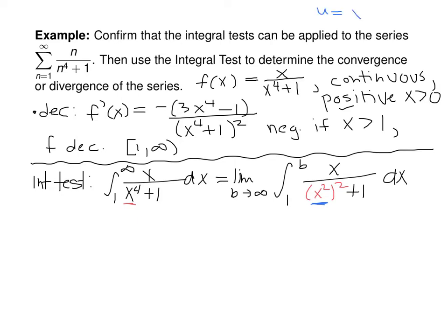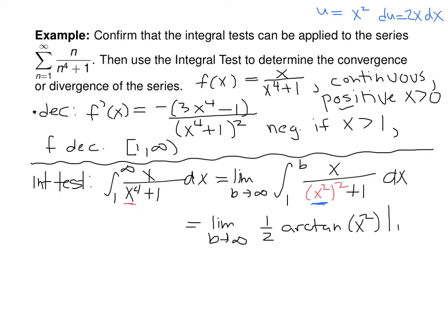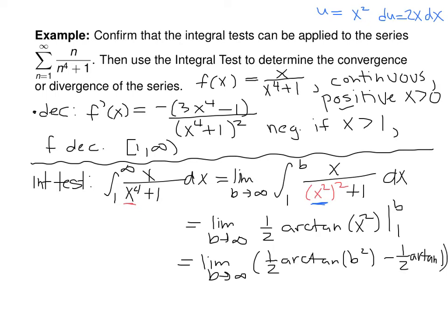So if we let u equal x squared, we would get du equals 2x dx. So dividing the 2 over, we'll have a 1/2 in front. So same thing as the limit as b goes to infinity of 1/2 arctan of x squared evaluated from 1 to b. So we have the limit as b goes to infinity, 1/2 arctan b squared minus 1/2 arctan 1.